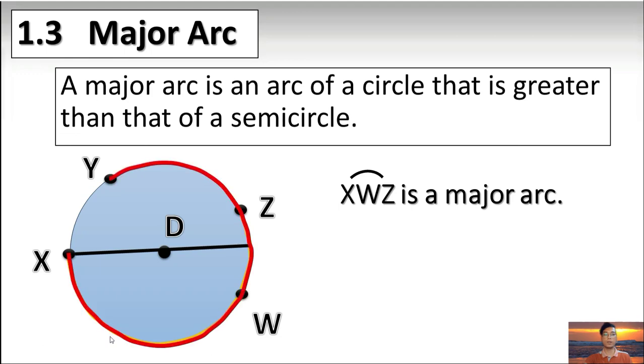Okay, what about the name of that arc? So, merong dalawang pangalan, possible na pangalan yung naka-highlight na arc. Pwedeng arc XWY, tanggap po yun. Pwede ring arc XZY. Paalala na hanggang 3 letters lamang ang pag-name ng arcs.